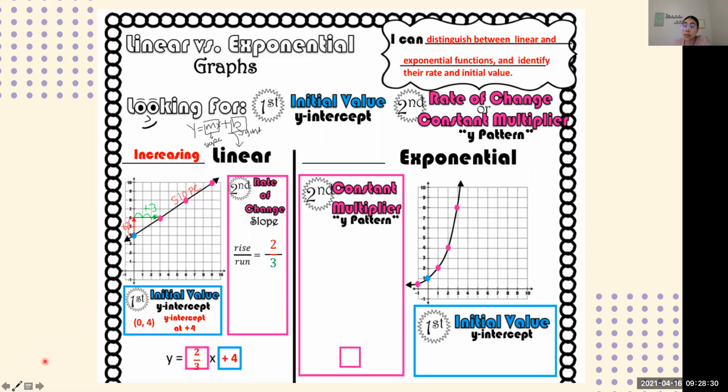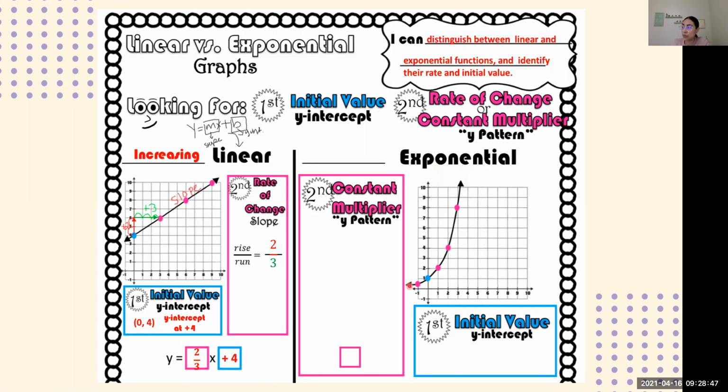Why is it exponential? Well, it's exponential because when you look at the graph, we see it's curved. It's not a straight line. So that's why we know it's going to be exponential. So just by looking at the shape, you know what it is, exponential.